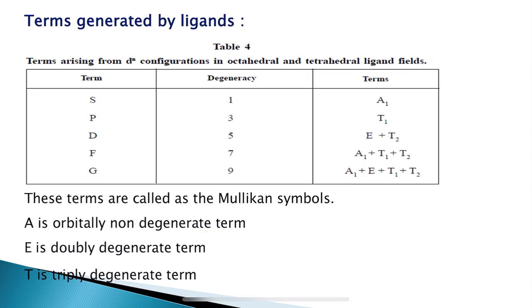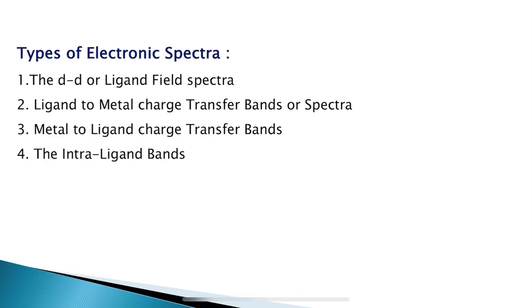Okay, so this is how we write the terms arising from d^n configuration in octahedral and tetrahedral ligand fields. I am going to stop here, and in my next class we will see the different types of electronic spectra. There are mainly 4 different types of electronic spectra, and we will see them in detail: what is meant by those 4 types, and what the selection rules for d-d transitions are. All those things will be discussed in my next class.